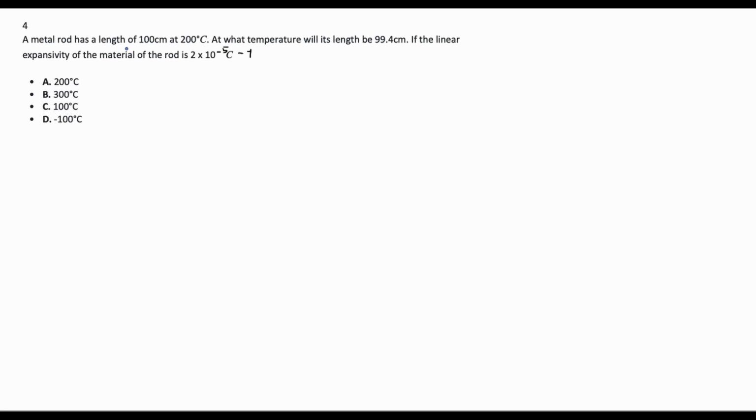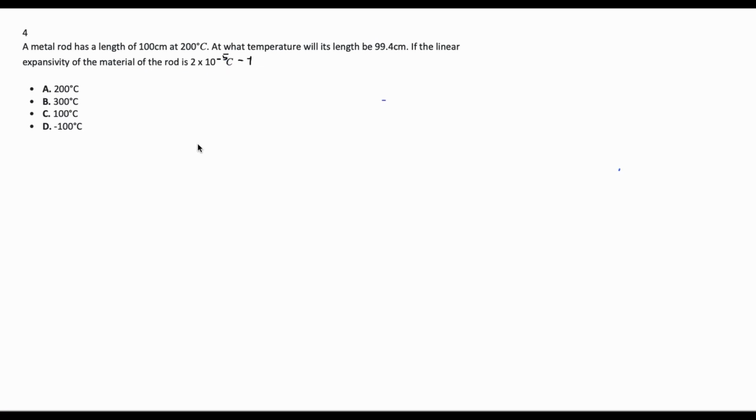Question 4 says, a metal rod has a length of 100 centimeters at 200 degrees centigrade. At what temperature will its length be 99.4 centimeters if the linear expansivity of the material of the rod is 2 times 10 raised to the power minus 5 per centigrade? So if we have a piece of rod such as this, and the initial length of this rod is L0. If you heat this rod, it is going to expand to a new length, which we can call L1.